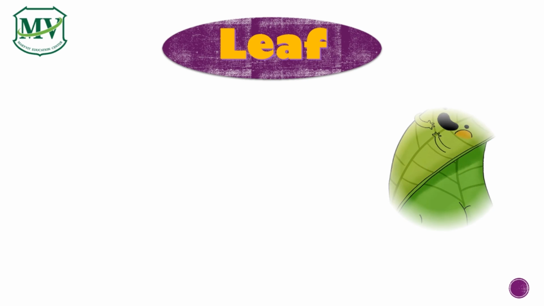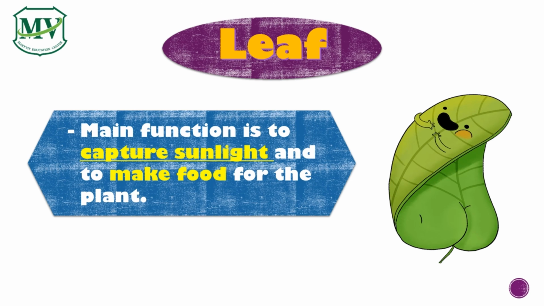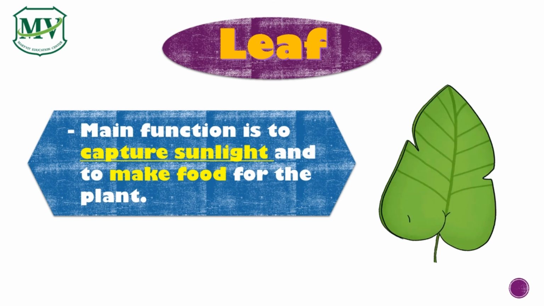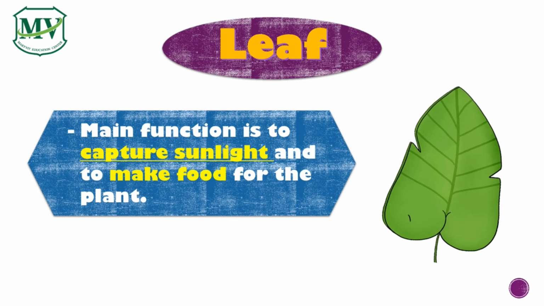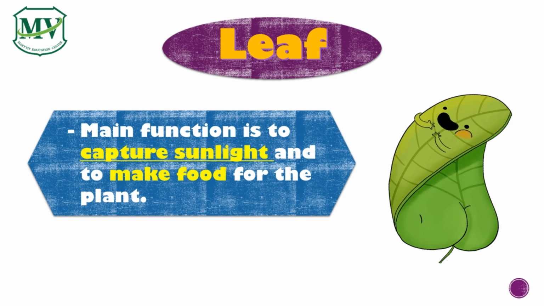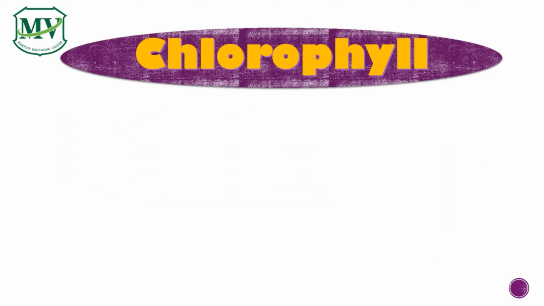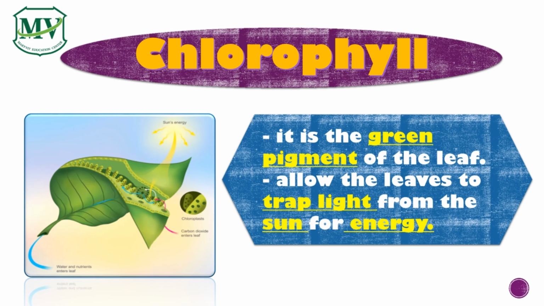Leaf. Main function is to capture sunlight and make food for the plant. And there are two important structures in the leaf, the chlorophyll and the stomata. First, we have the chlorophyll. Chlorophyll is the green pigment of the leaf, and it allows the leaf to trap light from the sun for energy.